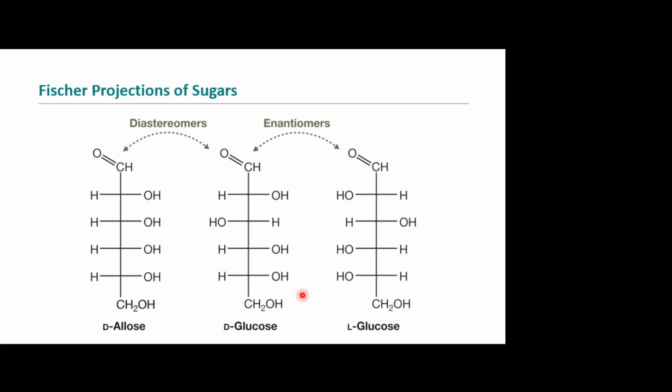And so that actually gives us the D and L. So D and Ls are enantiomers. When we have the different names for sugars, they're actually the diastereomers, the different stereoisomers.